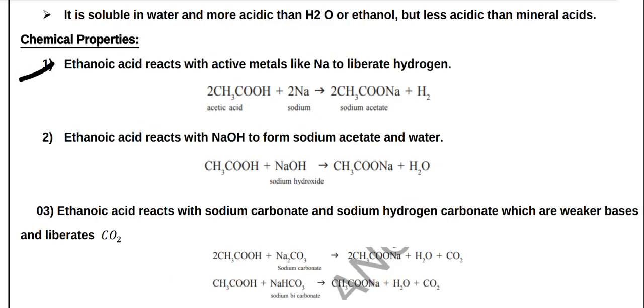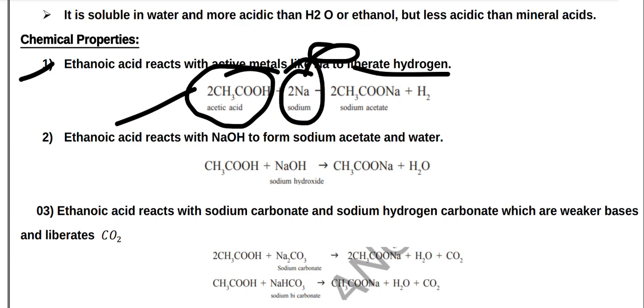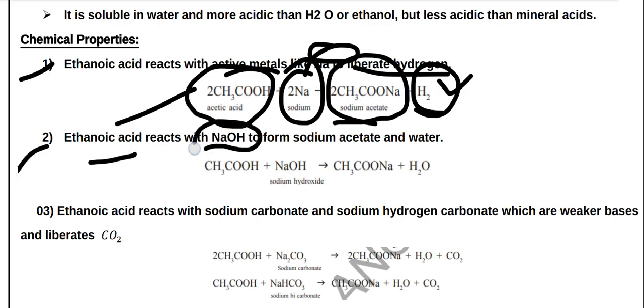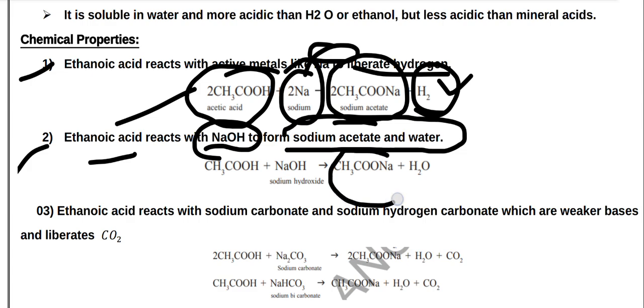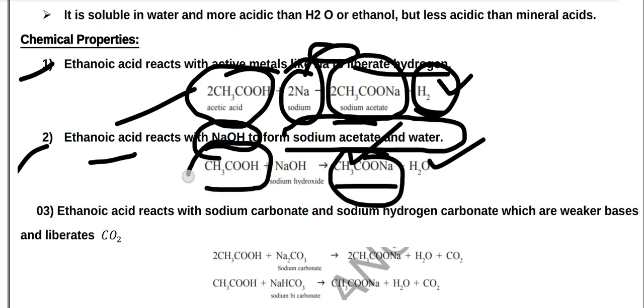Ethanoic acid reacts with active metals like sodium to liberate hydrogen. You can see here acetic acid is adding with sodium, releasing sodium acetate and releasing hydrogen. Ethanoic acid reacts with sodium hydroxide to form sodium acetate and water. This is the sodium acetate chemical formula, CH3COONa, releasing what? Water. So what is adding here? CH3COOH is adding with sodium hydroxide.